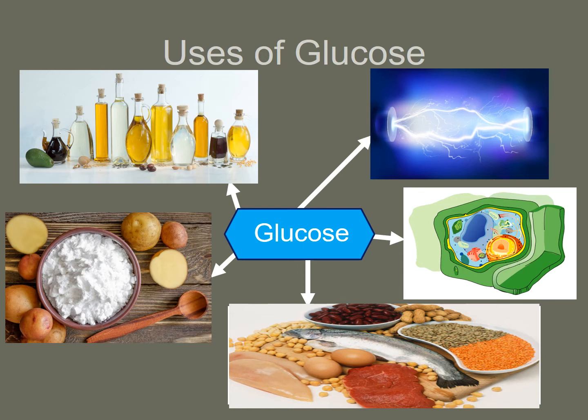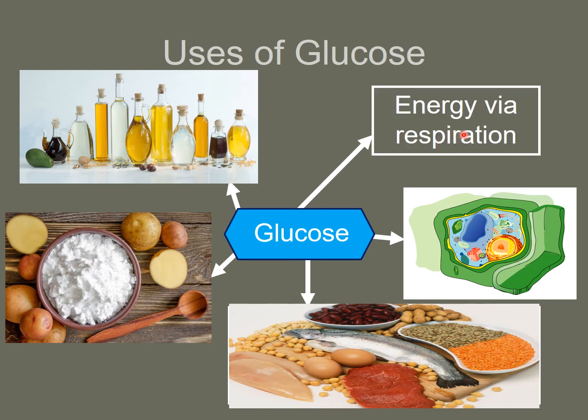So starting off in the top corner here, we've got this kind of lightning bolt that's going between these 2 electrodes. That would of course be energy. So the glucose that is produced by the plant can be directly respired by the plant in order to provide it with energy for all of its life processes. So for producing larger molecules or for reproduction or something like that.